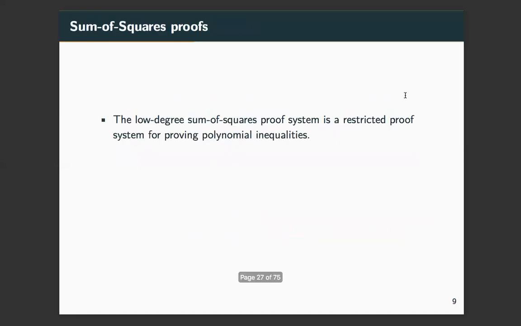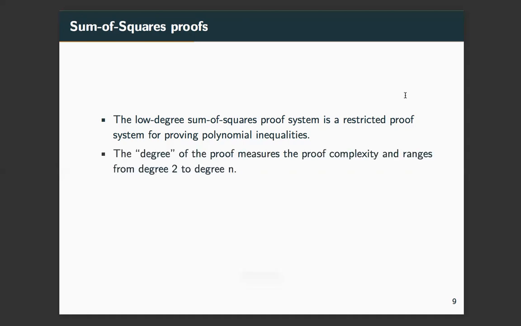A related concept is that of sum of squares proofs. The low degree sum of squares proof system is a restricted proof system for proving polynomial inequalities. For example, think of the polynomial inequality x squared plus y squared greater equal 0 for x, y taking values in the reals. This is of course true and always satisfied. And indeed, this has an SOS proof because it is the sum of squares of two polynomials.